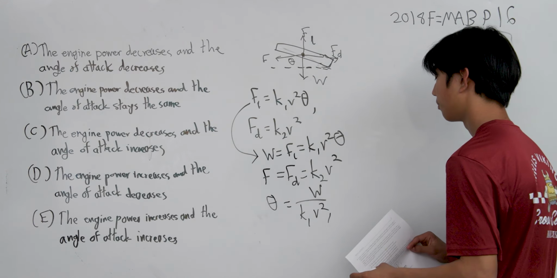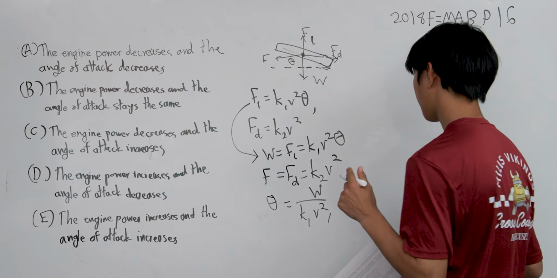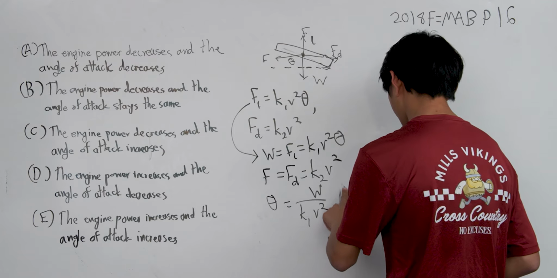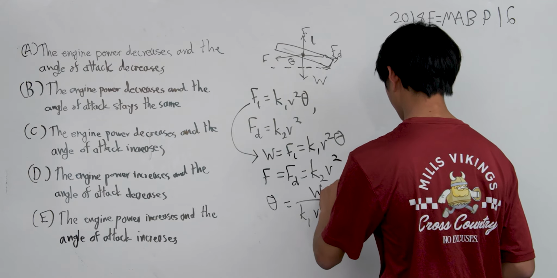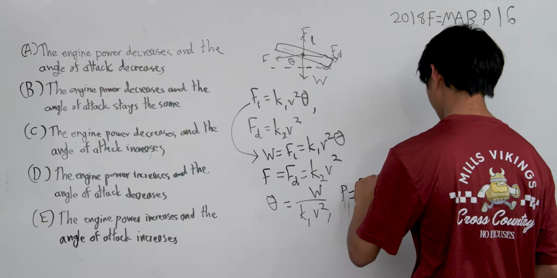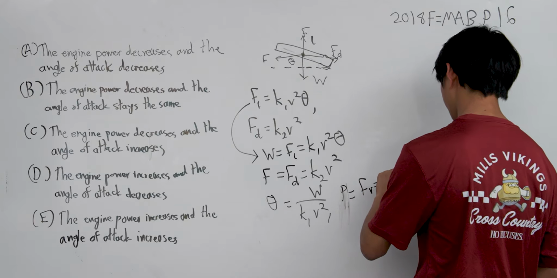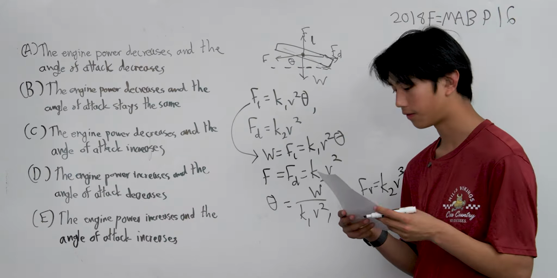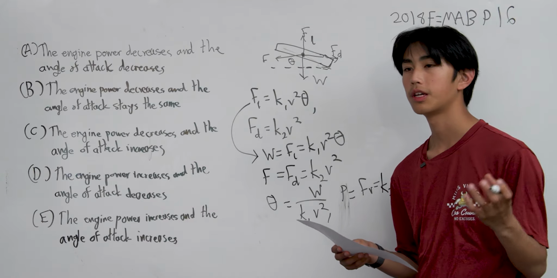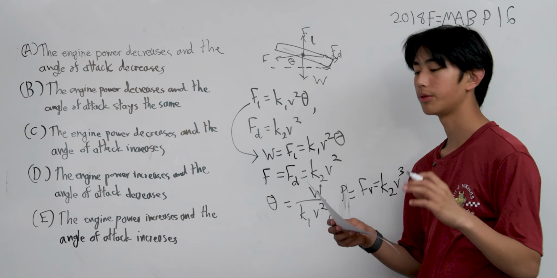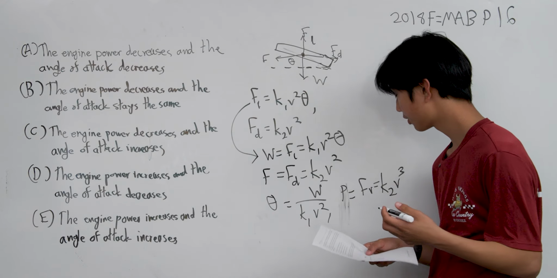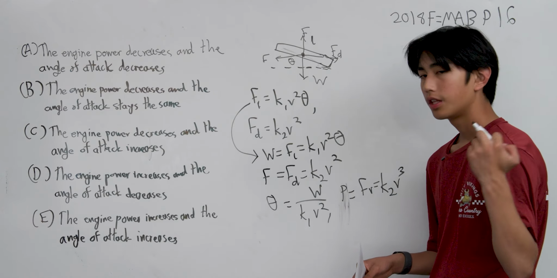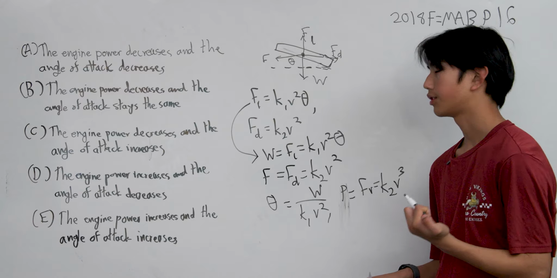And then we can find the equation for power, which is that the power is equal to F times v, which is k sub 2 v cubed. Therefore, when you fly in an area of tailwind, the velocity becomes v minus w, the wind. So in order for this to happen, the engine power has to decrease and the angle has to increase.